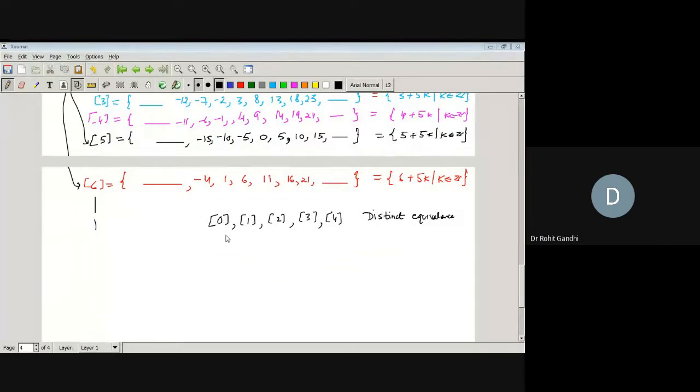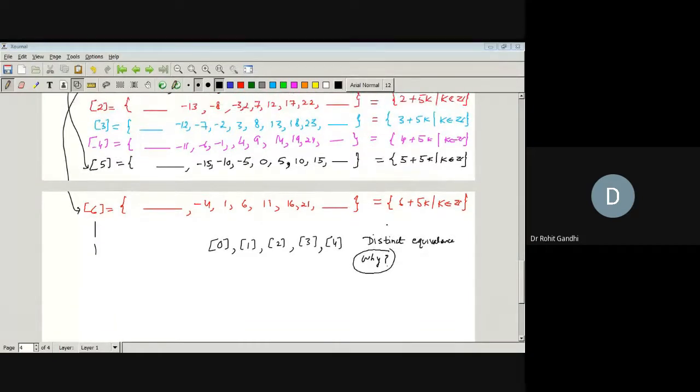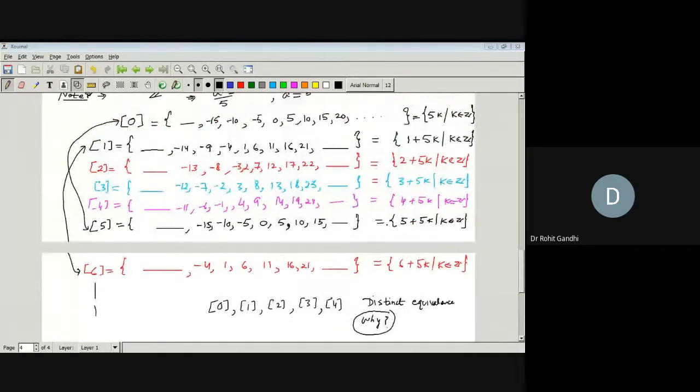So why is it so? ये क्यों है? ये क्यों है? हाँ जी, कोई बता सकता है? Why is it so? We are talking about the divisibility by 5. हाँ जी सर. Yes, Vishal. Yes, Vishal Chande.